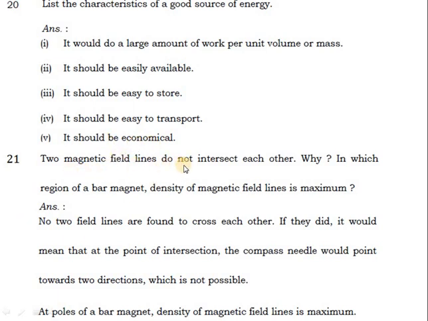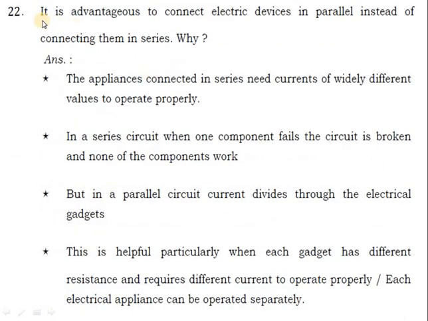Two magnetic field lines do not intersect each other. Why? In which region of a bar magnet is the density of magnetic field lines maximum? We know that no 2 field lines are found to cross each other, because if they did, it would mean that at the point of intersection, the compass needle would point towards 2 directions, which is not possible, because a compass needle always points in one direction. At the poles of a bar magnet, density of magnetic field lines is maximum.